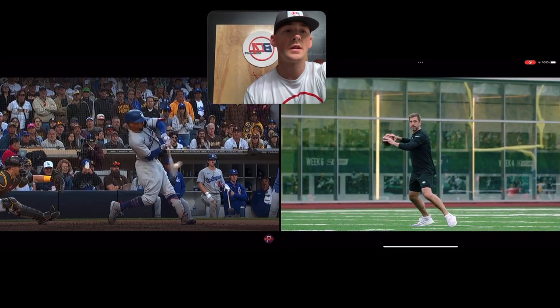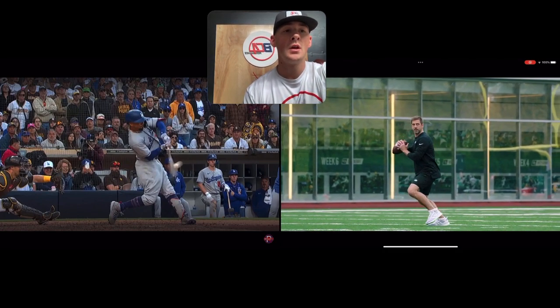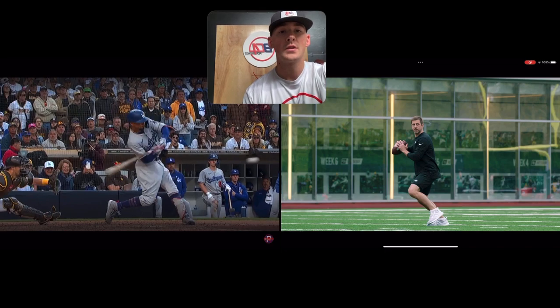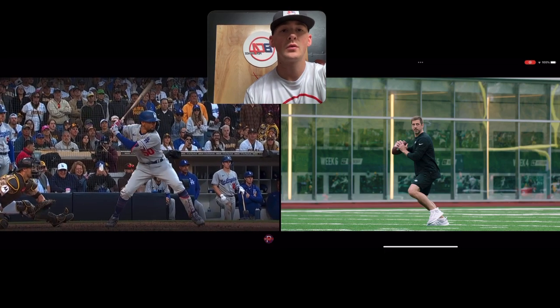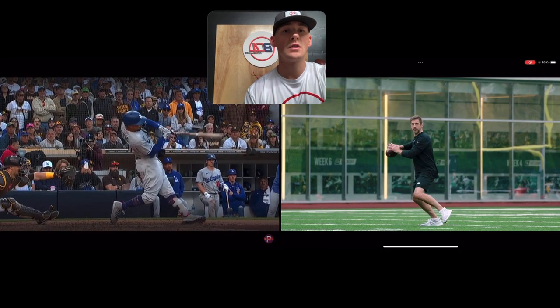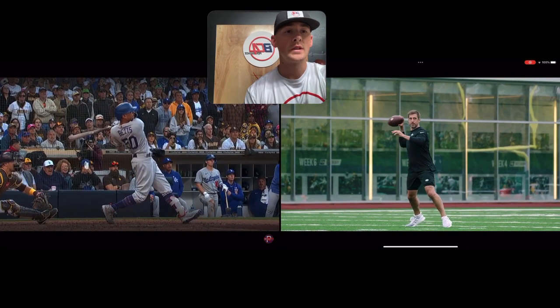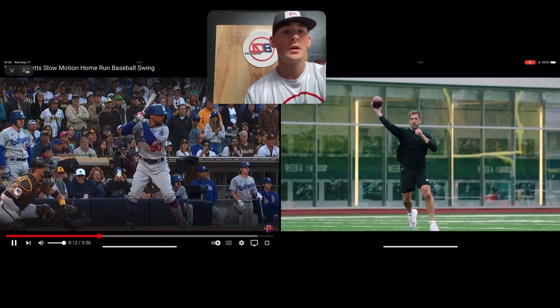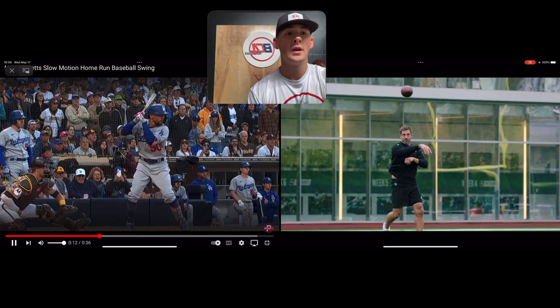Okay, so this is a great example of what it looks like. So I'll play it again for both of these guys. We'll look at Mookie Betts of just that hip rotation coming through and how it looks the exact same as Aaron Rodgers, rotating through, stepping through, and now we're generating max amount of power and energy.